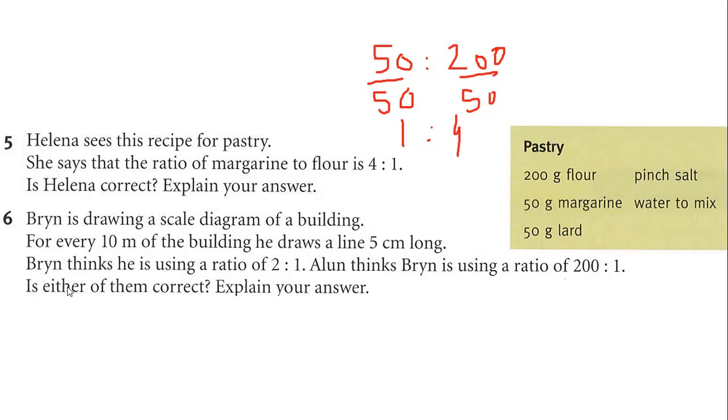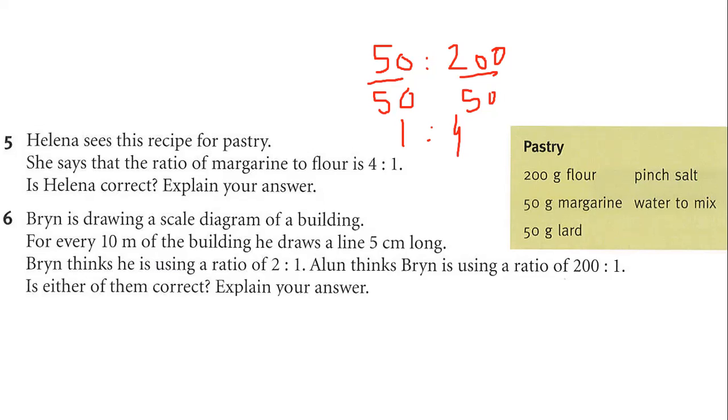Now same as it is, Byron is drawing a scale diagram for the building. For every 10 meters of the building, he draws a line 5 centimeters long. Byron thinks he is using a ratio 2:1. Ellen thinks Byron is using a 200:1. Is either of them correct?